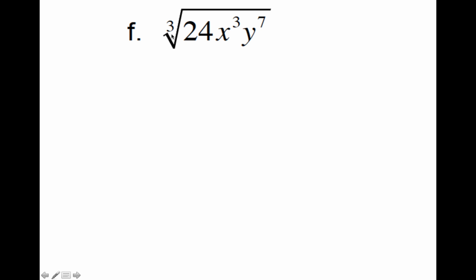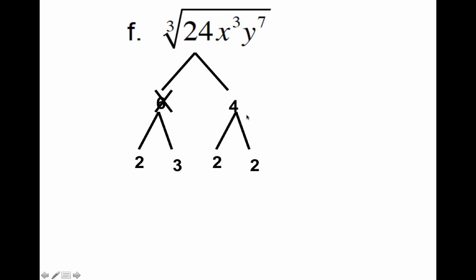For F, we need to figure out what the cube root of 24 is. And since there's no number that goes into 24, we have to factor tree. So multiplying to 24 is 6 times 4. The 6 makes 2 times 3. Cross off the 6, you broke it down. The 4 makes 2 times 2. Cross off the 4, you broke it down.